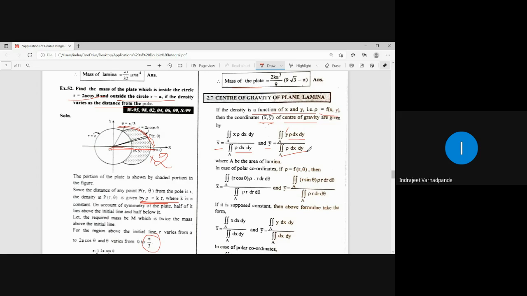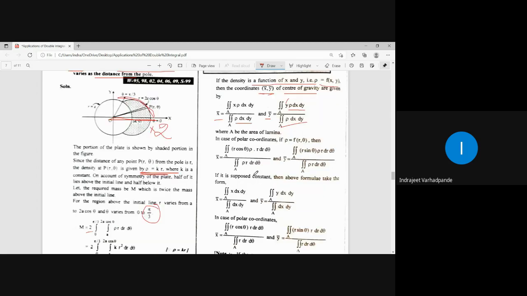In case of polar coordinates, rho equals f of r comma theta. Why? Because it is a function of r as well as theta. Then x will be replaced by r cos theta, and dx dy is automatically replaced by r dr d theta. So accordingly our formula also changes. In polar coordinates, if rho equals f of r, theta, then x bar is the double integral over A of rho r cos theta times r dr d theta. In the denominator, rho stays as it is, and dx dy is converted to r dr d theta.